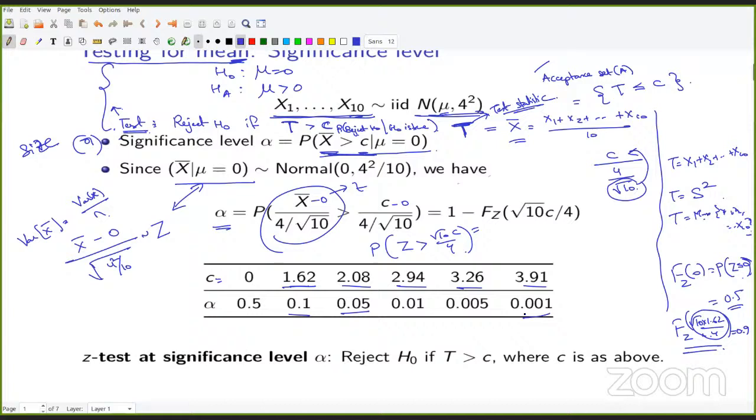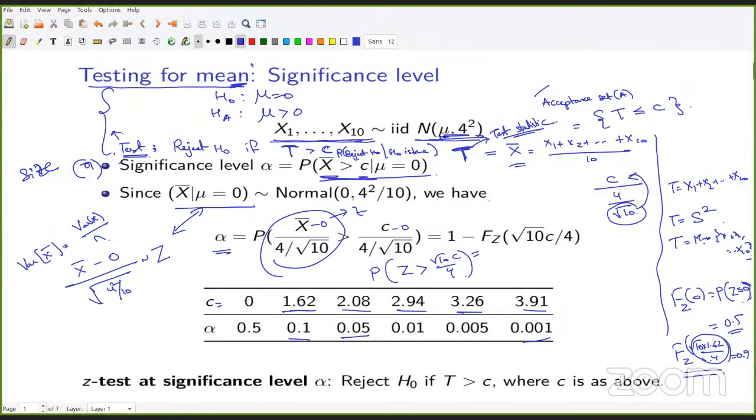Just a quick question, sir. Here we have taken mu equal to 0, so that is why we are getting this kind of c value. If I take mu as something else, the value will be different, right? Yes, this is a standardized value with respect to mu 0 and to samples coming from normal mu, 4 square. Here it is 4 square, that is why it is divided by 4. If the variance or distribution changes, this inside term will change correspondingly.